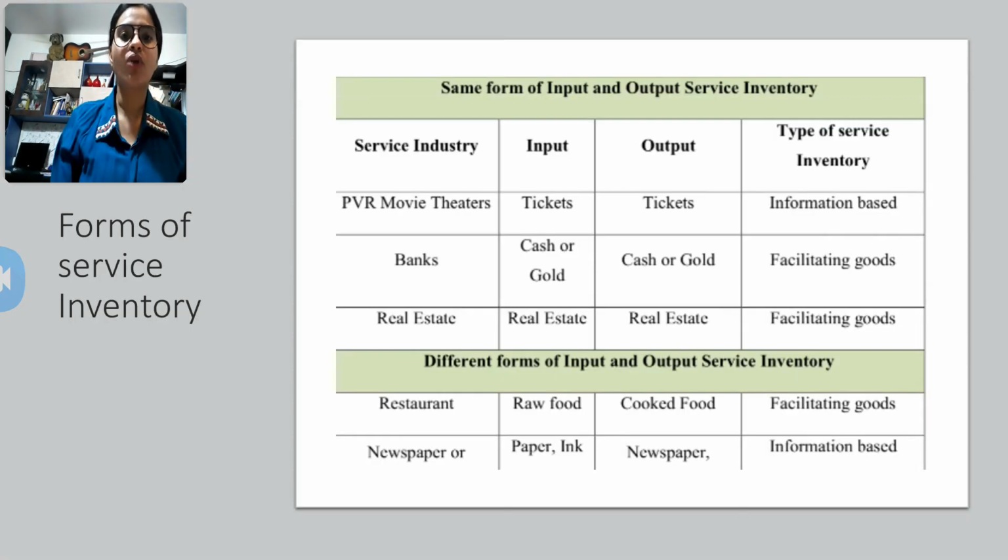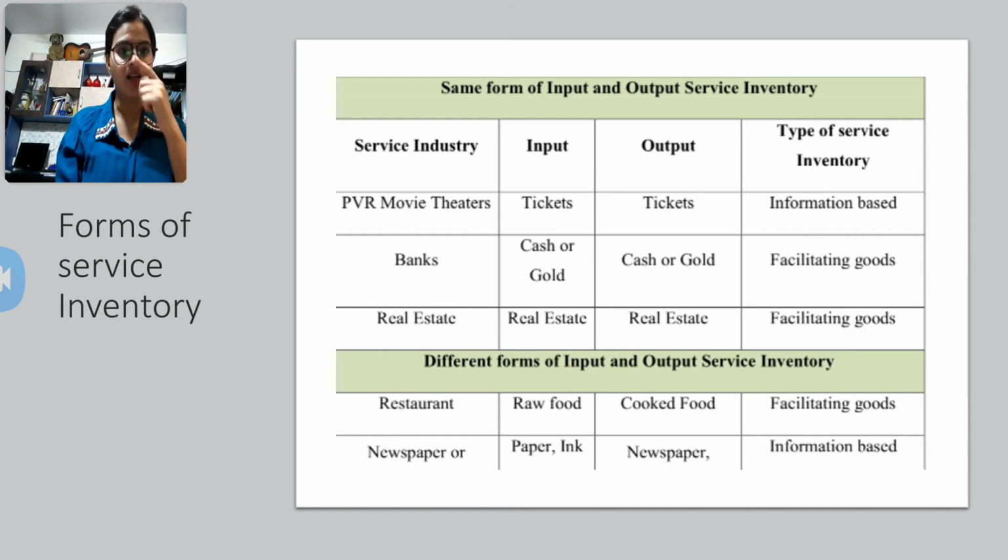Now let's see what are the forms of service inventory. So we can see the same input and the output will also remain the same. So it is called the same form of input output service inventory. The examples are PVR cinemas. The input will be a ticket, the output will be the ticket. Okay, and the type of service inventory will be information based. As I have discussed, it can be facilitating goods, it can be information based. All right. So when you go to a bank, you want to deposit cash, you will get cash as output. And the type of service inventory will be facilitating goods.